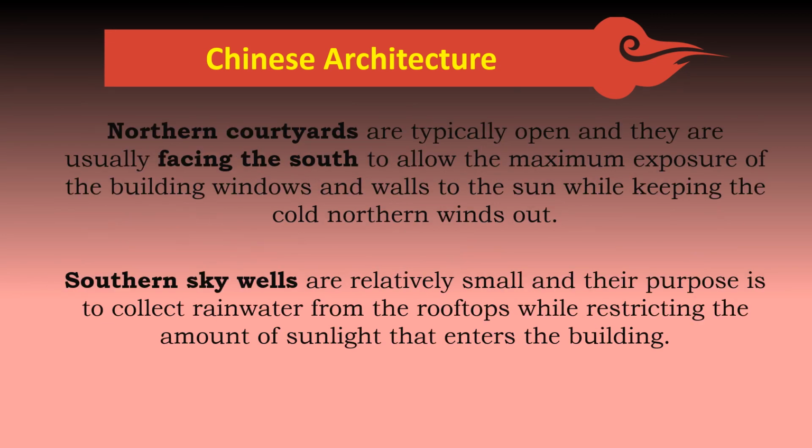Northern courtyards are typically open and they are usually facing the south to allow the maximum exposure of the building windows and walls to the sun while keeping the cold northern winds out. Southern sky wells are relatively small and their purpose is to collect rainwater from the rooftops while restricting the amount of sunlight that enters the building.